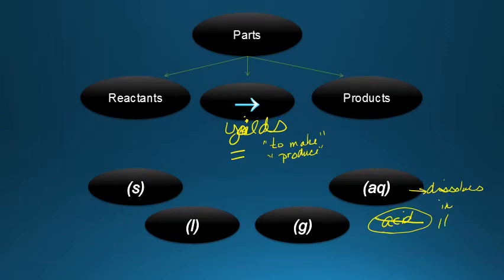For instance, if I took table salt, do you know the chemical formula for table salt? It's sodium chloride. NaCl. That's sodium chloride, and if I put it in water, table salt dissolves in water. AQ simply means dissolved in water.